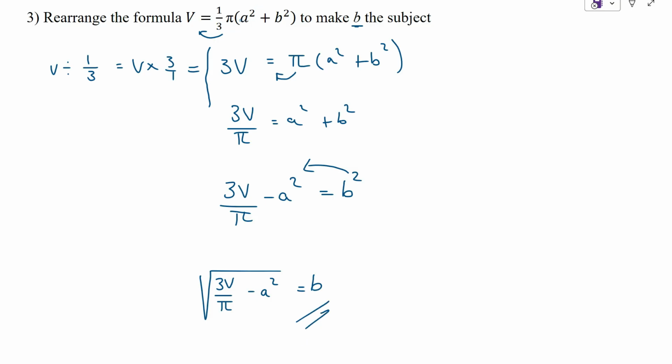So I hope you can see how we can take complex formulas like this and rearrange them one term at a time. And that is the easiest way to do these questions. We don't want to rush anything. Just one by one, we'll take our time and that will get us to the correct answer.